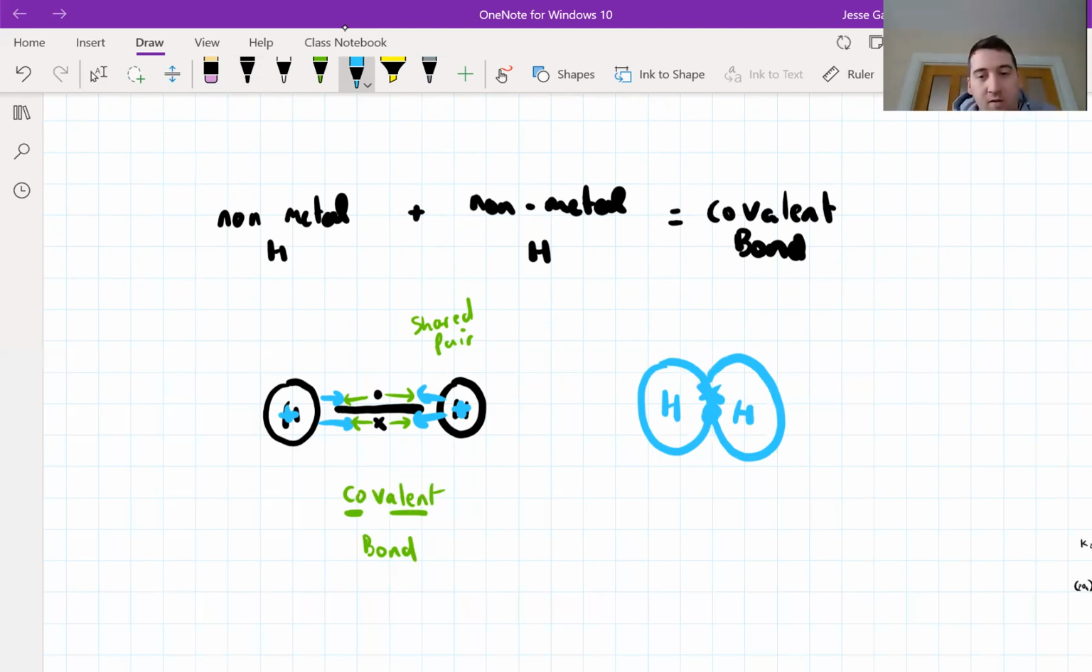Okay, so you see here, hopefully you can see the 2 electrons in the center here, the dot and the X. And those are the electrons that belong to the 2 hydrogen atoms, being shared in the middle, and both of them now have a share of those 2 electrons in their outer shell.